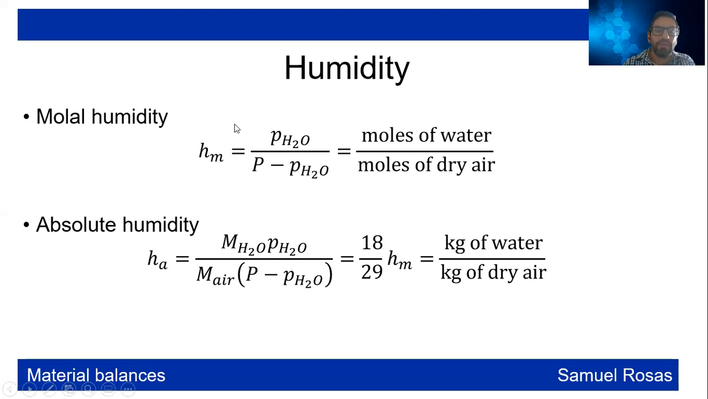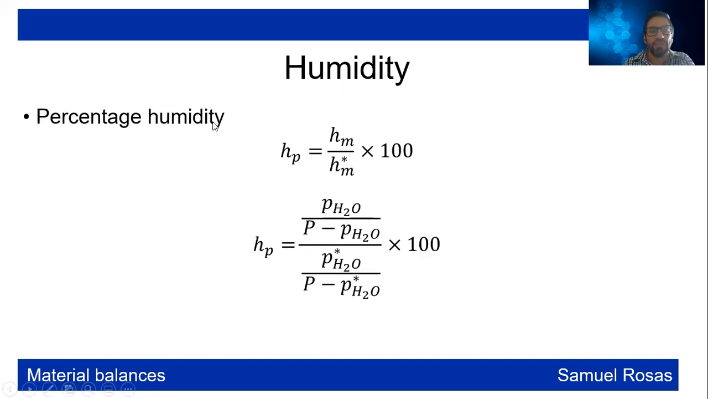We also have concepts like the molal humidity, which is the partial pressure of water over the partial pressure of dry air, which is the total pressure minus the partial pressure of water. And this is actually the moles of water in the system over the moles of dry air. Instead of molal humidity, we could also have the absolute humidity, which is the kilograms of water over the kilograms of air. To get to kilograms, we multiply by the molecular weight of water over the molecular weight of air, so this is 18 over 29 times the molal humidity. So this is the absolute humidity, also stated as the moisture content.